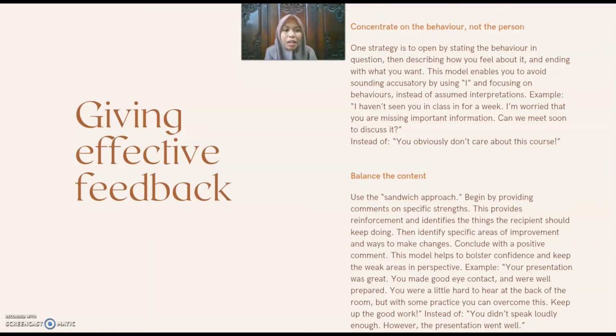For example, your presentation was great. You made good eye contact and were well prepared. You were a little hard to hear at the back of the room, but with some practice you can overcome this. Keep up the good work. Instead of, you didn't speak loudly enough. However, the presentation was great.